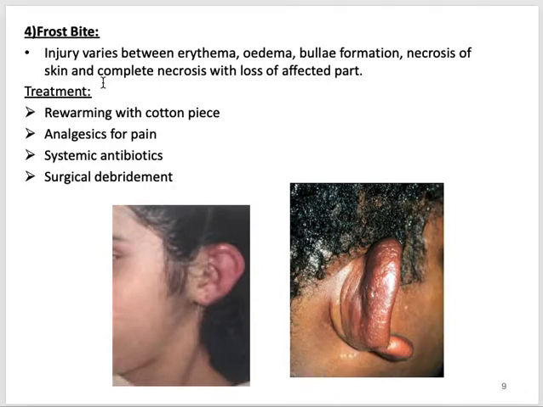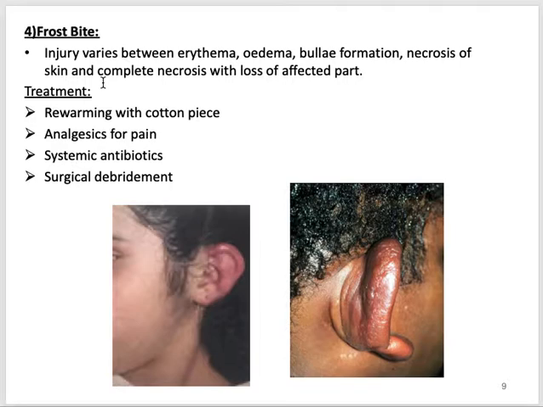Frostbite can occur. Frostbite, as you know, is basically injury due to cold. Whenever there is cold temperature exposure, frostbite can occur in the tips of the fingers, tip of the nose and ears. So there is erythema, edema, bulla formation, necrosis of skin as well as subcutaneous tissue, and complete necrosis can occur, in which the affected part can be lost.